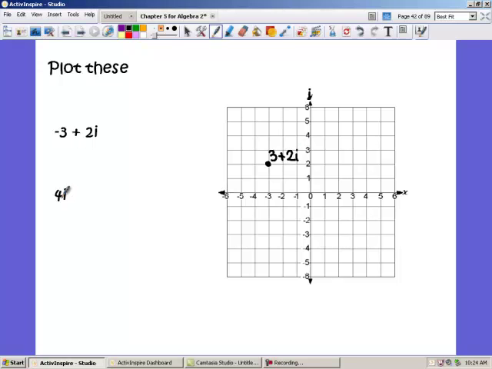Now over here, we just have bi. Well, if we wanted to put it in the form a plus bi, we can do that. The a is just 0, so 0 plus 4i. If our x is 0, that means we're not going to go anywhere right or left. So we're just going to have to go up 4i. So 1, 2, 3, 4. And there's the point 4i. And you don't have to write the 0 plus 4i, but if it makes you feel comfortable to do so, you can.